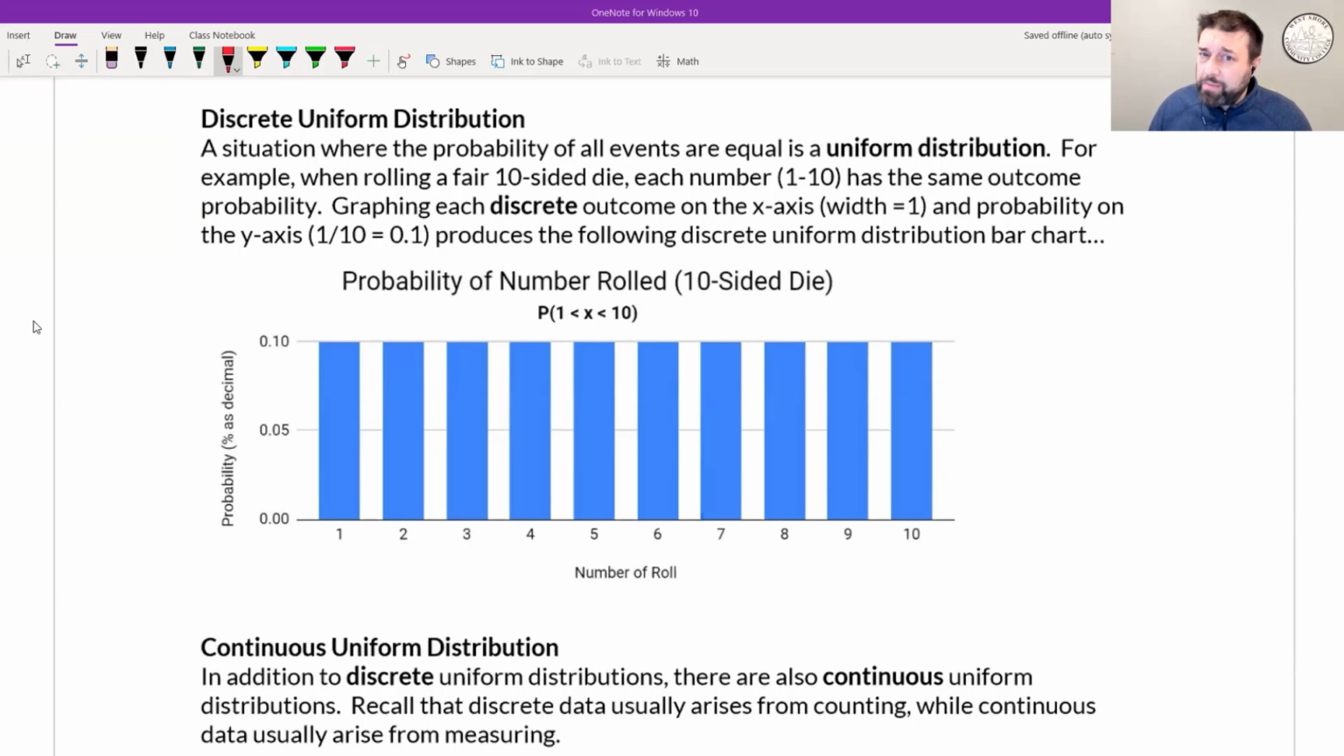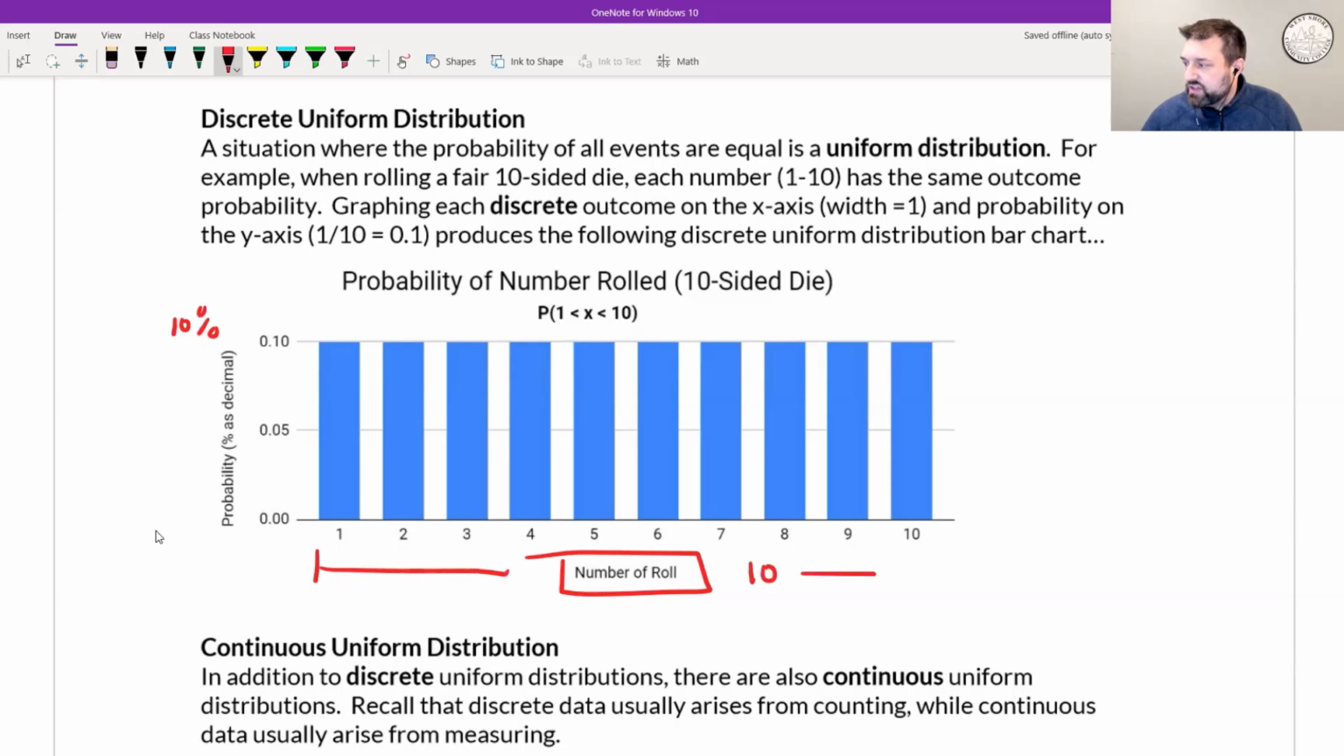And if we wanted to look at the probability distribution, assuming that it's a fair dice, it may look something like this. Notice the outcomes are listed on the x-axis. Here are the outcomes, the dice roll that you make. And then the probability of each dice roll would be 10%. Now, there's a very interesting relationship between these two numbers. If you have 10 outcomes, or in other words, the width of this base is 10 units wide, then that means that the height has to be 1 over 10. 1 over 10 is 0.1, which is 10%.